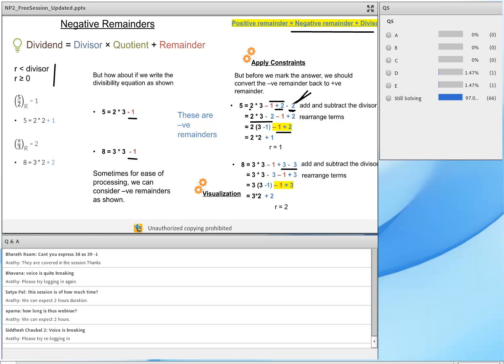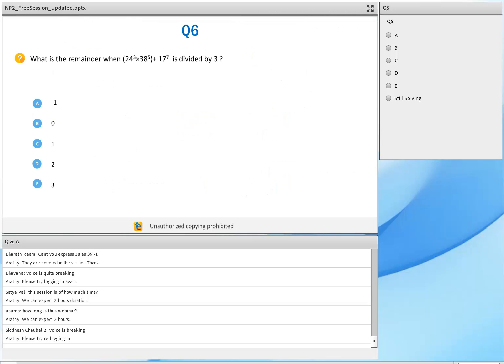3, 2, and 1. Let me remove broadcast results. Here is the question.